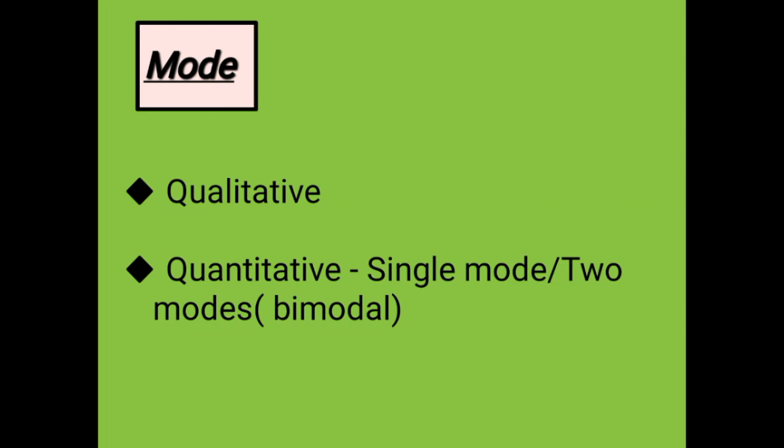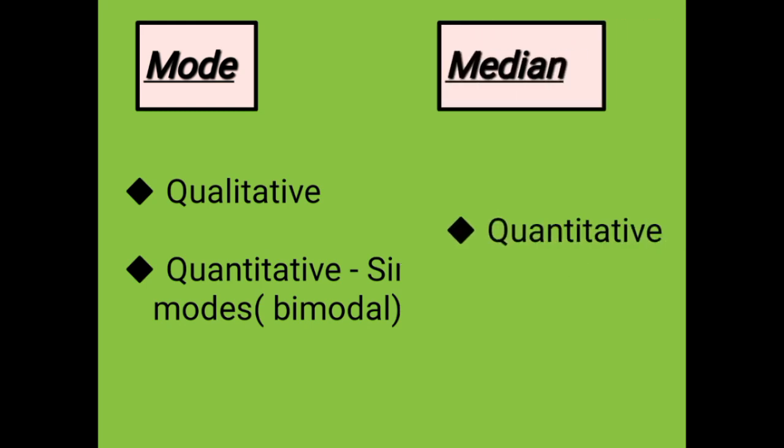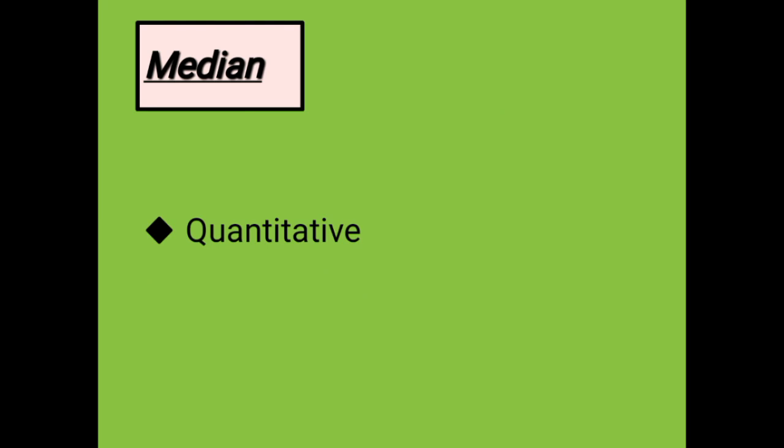There are times when you need to decide on the best measure to use in particular situations. Mode. The mode is used when data are qualitative, or when quantitative with either a single mode or two modes, bimodal. There is no mode if each value occurs just once. The median is used for quantitative data. It is usually used when there are extreme values, as they do not affect it as much as they affect the mean.